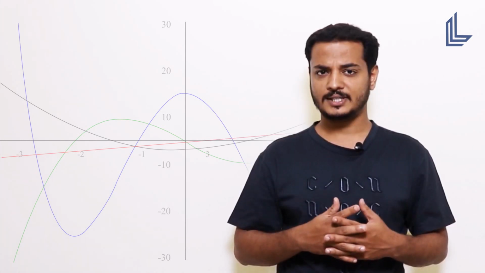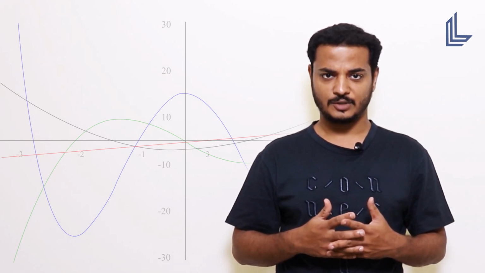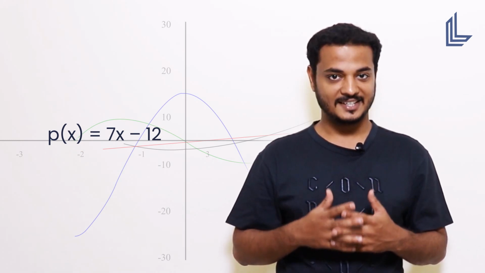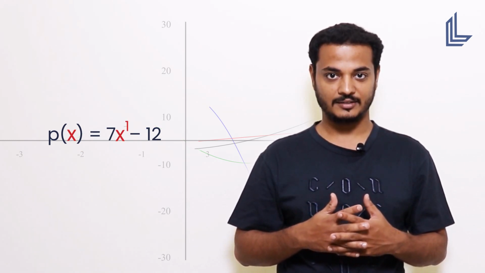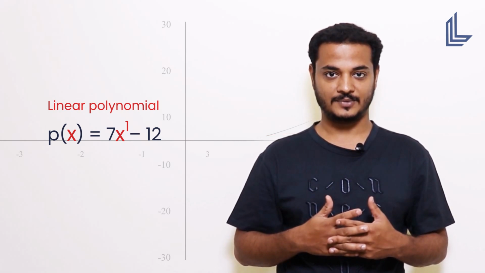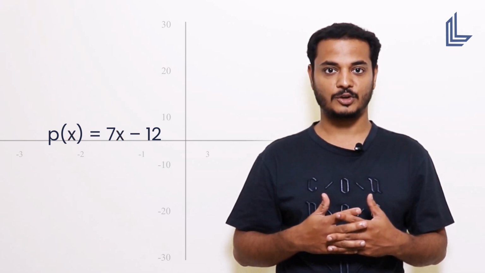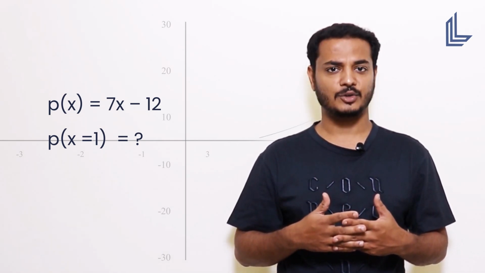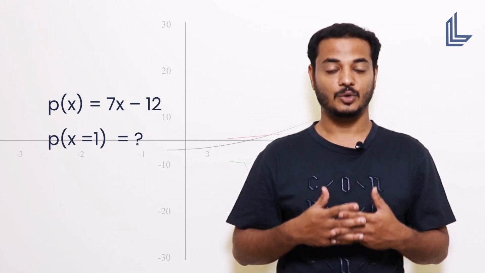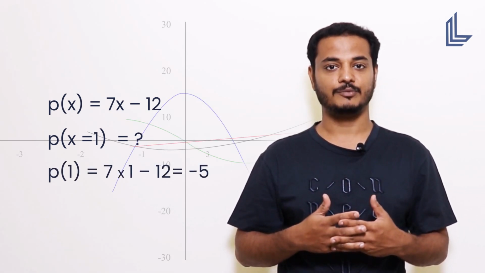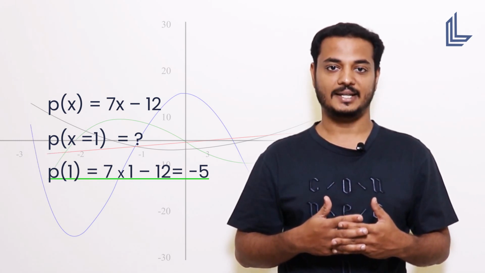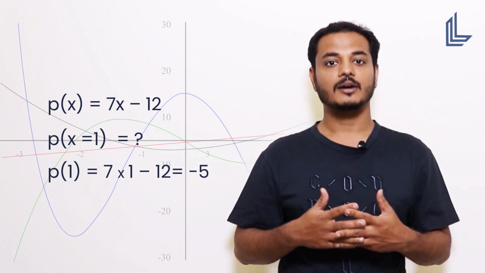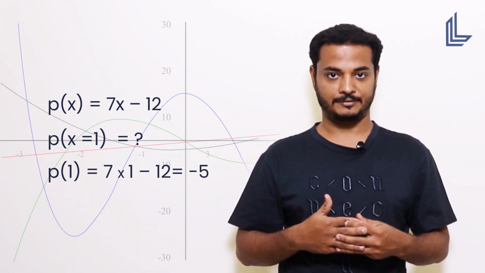Let's say p of x is a polynomial given by p of x equals 7x minus 12. Now what kind of a polynomial is this? Since the degree of this polynomial is 1, we call it a linear polynomial. Alright, so how will you find the value of this polynomial when x is equal to 1? Simple. You just need to substitute the value of x as 1 in this expression. Now, when you do that, you will get the value of polynomial as minus 5. That is, we say when x equal to 1, p of x equal to minus 5.